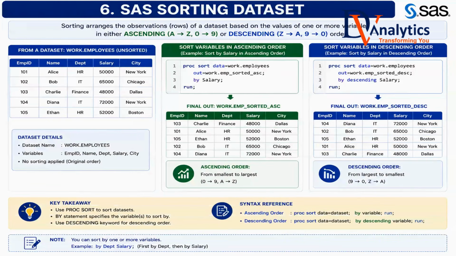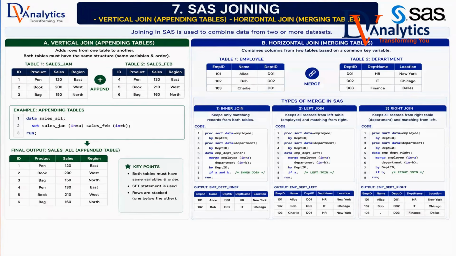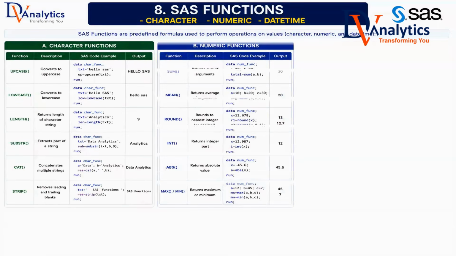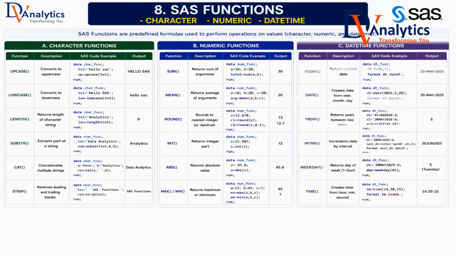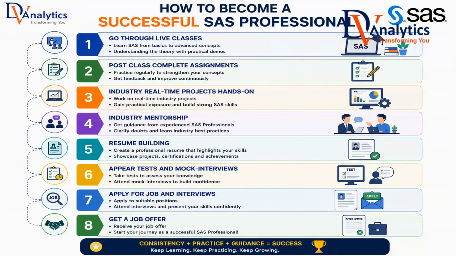We completed this part. Moving on, we also understand how to sort a table using the proc sort procedure, and how to sort data in ascending and descending order depending on your requirement. We spoke about joining. Vertical join means appending tables, and then how to merge tables and what merging rule we have to follow. That is called horizontal joins. Finally, we completed functions: character functions, numeric functions, and date time functions in SAS. Having said this, we have now finished SAS programming.